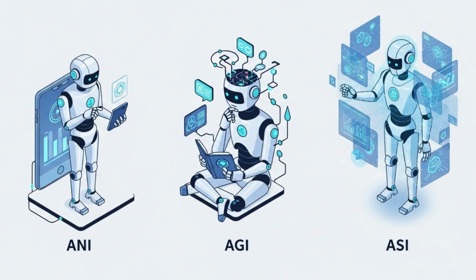Finally, artificial superintelligence, or ASI, is a hypothetical AI that would surpass human intelligence in virtually every field, including creativity, problem-solving, and social skills. Understanding these distinctions helps us grasp the current state and future aspirations of AI development.